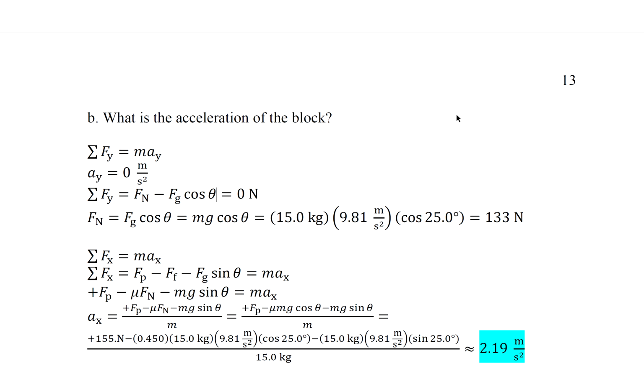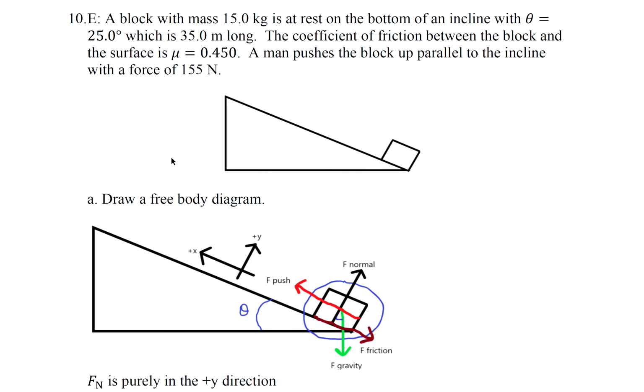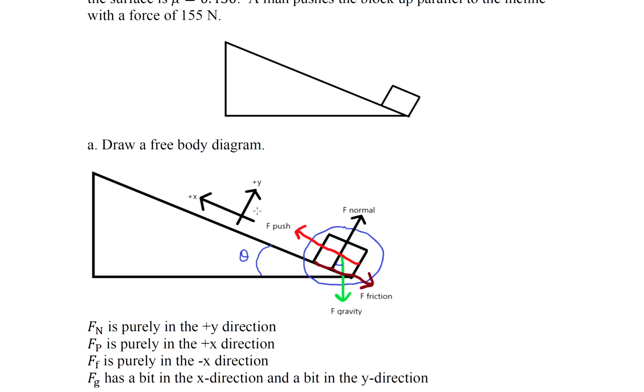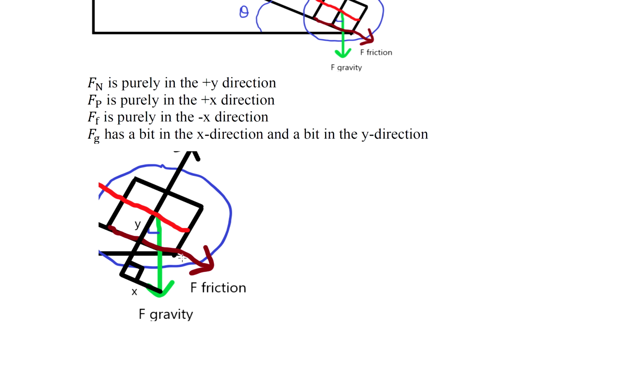Now we're going to use sigma F sub x equals ma sub x. So the acceleration of the block, part B wants us to find a sub x. So solve for a sub x. What forces do we have on the x-axis? Plus force of push, minus force of friction, minus force of gravity sine theta. So you could see this x part is the sine of theta.